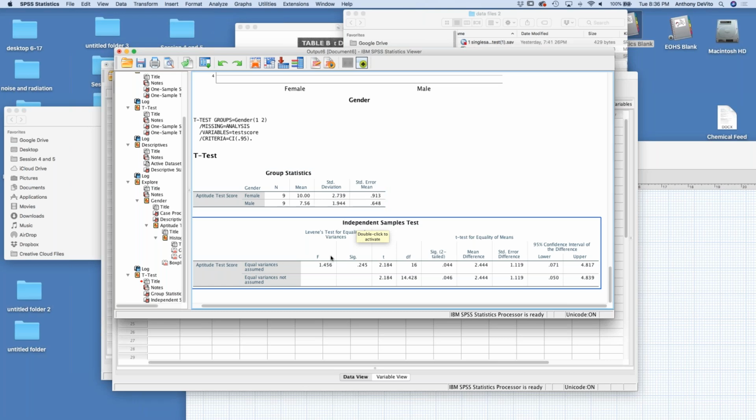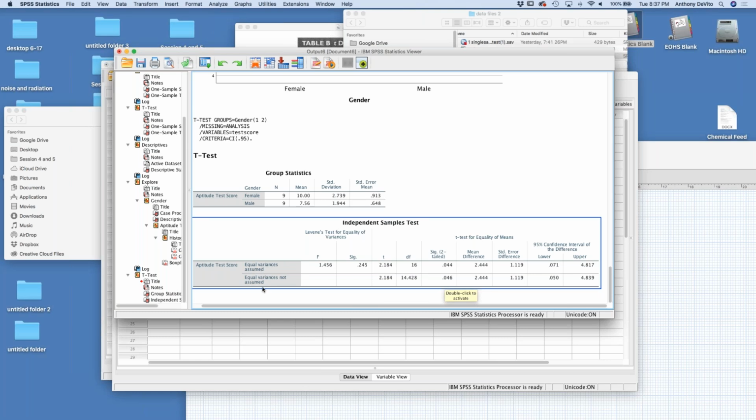Now SPSS calculates the standard error it's going to use and figures out how many standard errors apart, what t is equal to. So this first part, Levene's test for equality of variances, is not part of the actual t-test. The actual t-test starts here with t and goes to the right. This part is to decide whether the variances are different enough to assume equal variances or not assume equal variances.